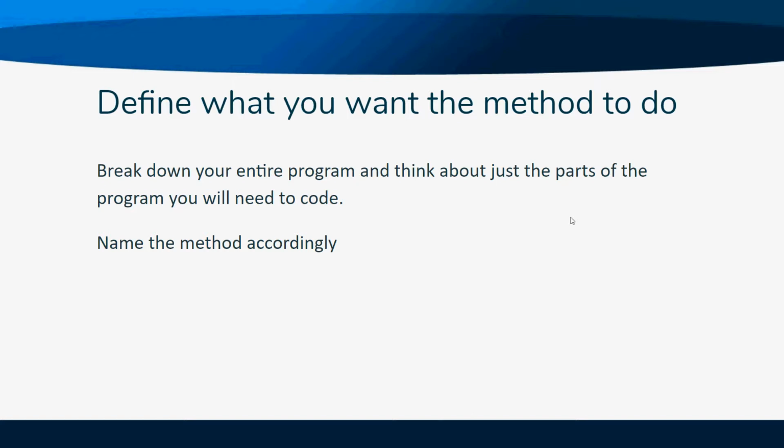When you name your method, you want to define what you want your method to do. Break down your entire program, think about just the pieces you need to code, and then name the method accordingly. For example, what would you name a method that would determine the larger of two numbers? Give you a sec to think about it. No wrong answers on this one, except for the wrong answers.